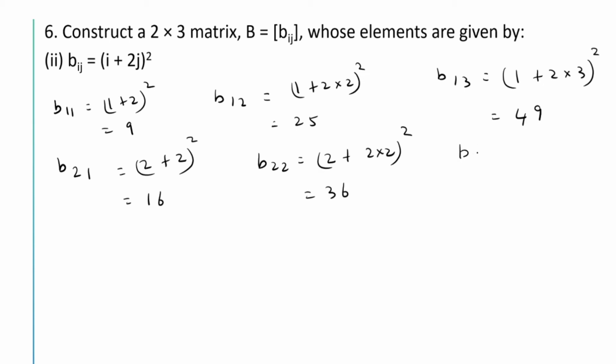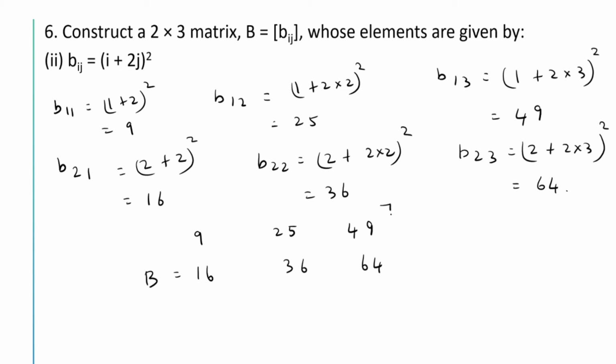Then we have B23, the element in the second row, third column. Here i is 2, j is 3. So (2 plus 2 into 3) the whole square. So it is 8 square. 2 plus 6 the whole square, 8 square, it is 64. So the required matrix is B is equal to 9, 25, 49, 16, 36, 64. So this is the required matrix.